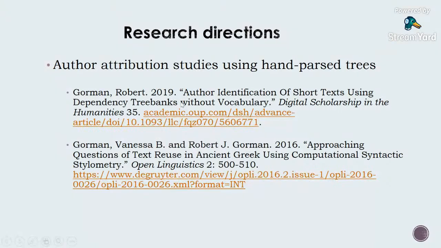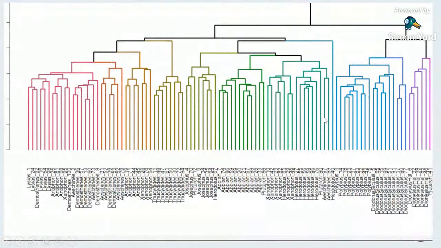I'd like to point you to these 2 articles, particularly this one that Bob published just this last year in DSH, which is really amazing. What we do is we take the part of speech and the relation of a word and the part of speech and relation of its parent. That's the only information we're working on.